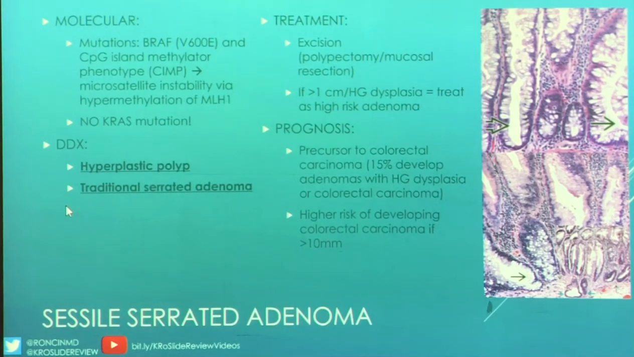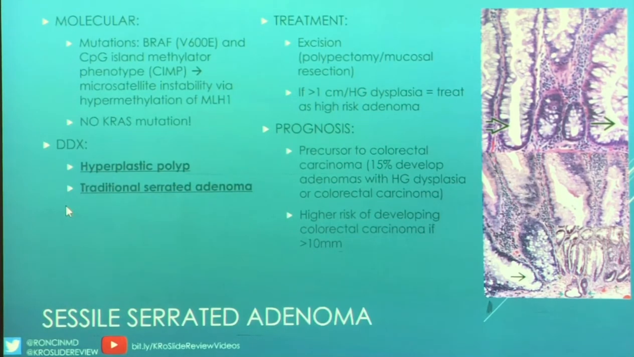You often will harbor your V600E BRAF mutation, which is your most common BRAF mutation, period. There can also be some CIMP high activity, as well as microsatellite instability because of that CIMP activity. Where before we had seen no BRAF mutation, this has no KRAS mutation, KRAS mutations being relatively common in your colonic adenocarcinomas. So your differential includes your HP versus traditional serrated adenomas.